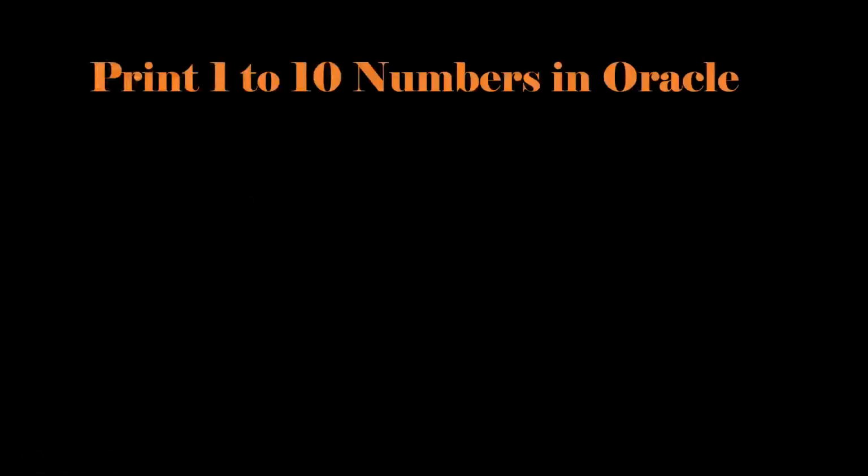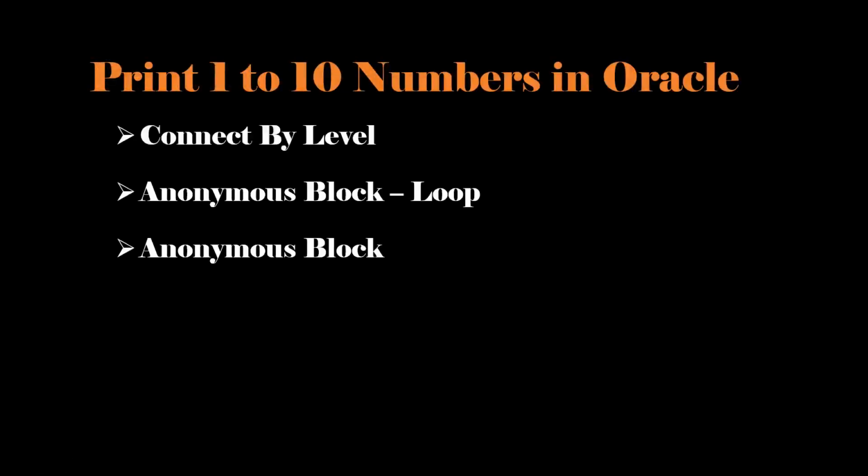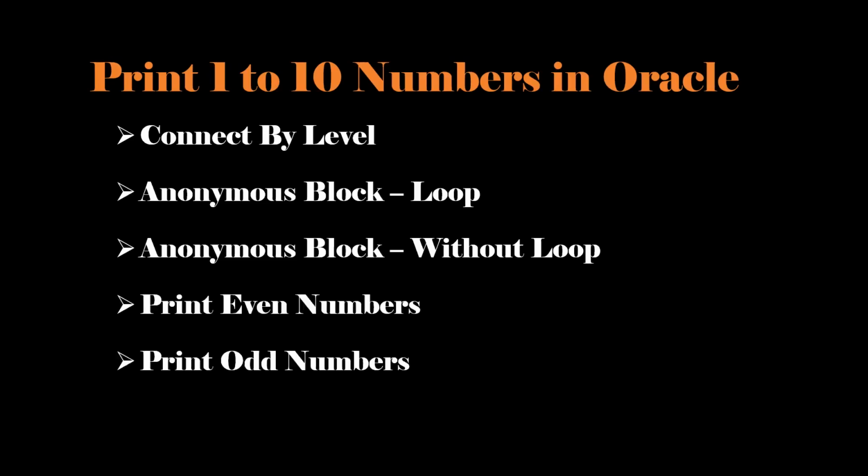Today we'll see one of the most frequently asked interview questions, that is how to print 1 to 10 numbers in Oracle. It can be achieved by using connect by level, anonymous block, with loop and without loop. And also we'll see how to print even and odd numbers as well. Let us discuss one by one.